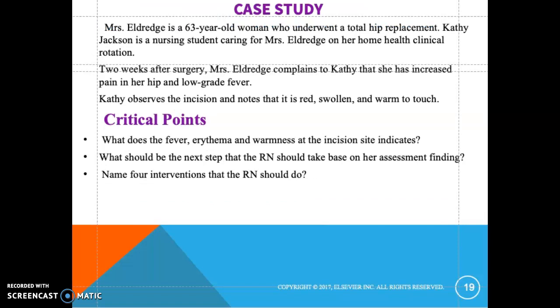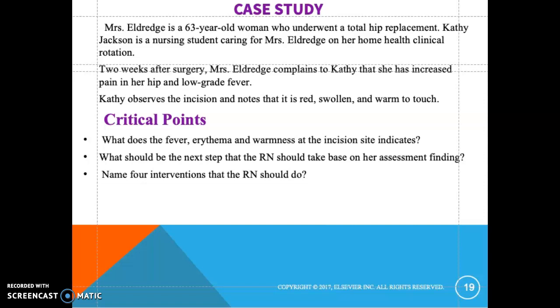I have a simple case study here. I'm going to read it for you. Mrs. Eldridge is a 63-year-old woman who underwent a total hip replacement. Kathy Jackson is a nursing student caring for Mrs. Eldridge on her home health clinical rotation.